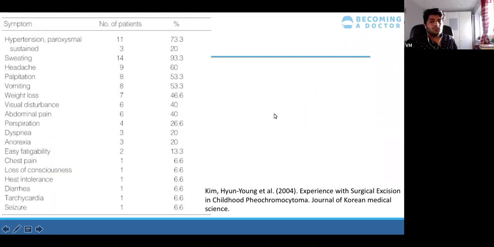I've taken this from a study about childhood phaeochromocytoma. It's just a bit of evidence as to what these patients get and what is more common. So things that you guys mentioned: hypertension, sustained hypertension, sweating, headaches, palpitation, weight loss, vomiting, all these sorts of indicators of a high sympathetic drive because there's way too much adrenaline pumping around. You know, that's what you'd be thinking about when you think about phaeochromocytoma, although it's pretty rare.